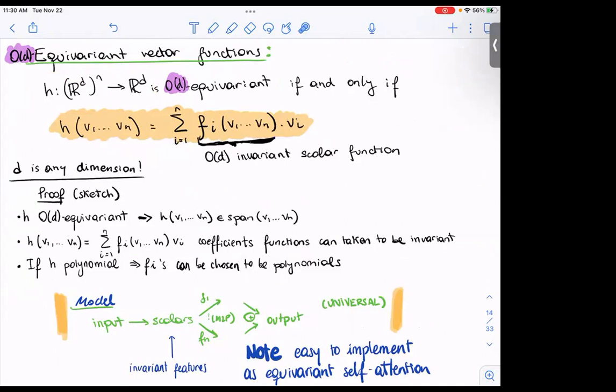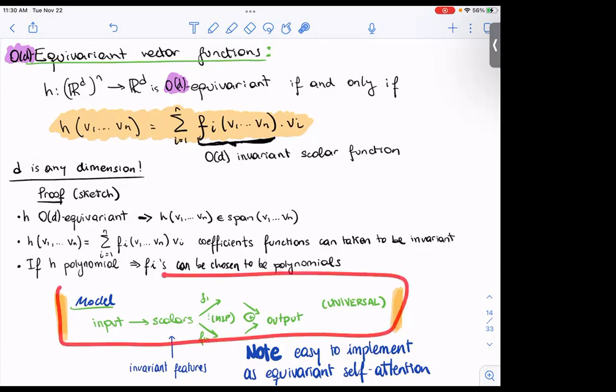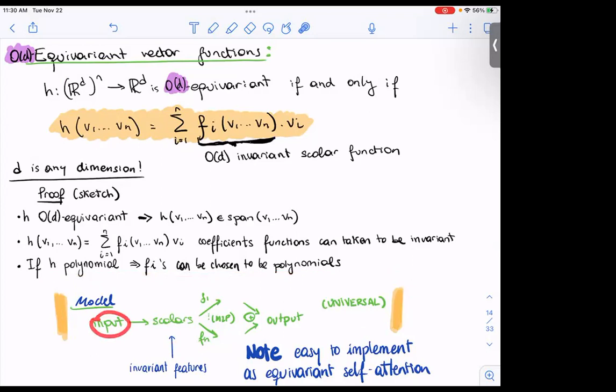And so the question is, if you parameterize the space of functions using this model, then every function that you obtain is going to be equivariant, and every function that is equivariant can be expressed in terms of this model, because this model is universal. So the model would be the following. You take your input vectors in R^d, you compute the scalar products, the inner products of the input vectors as features, and then you learn this F1 through Fn.